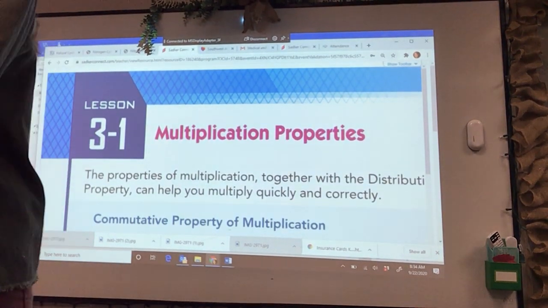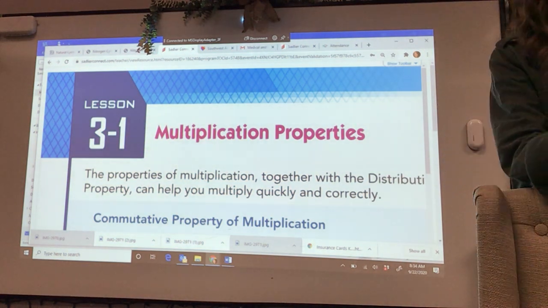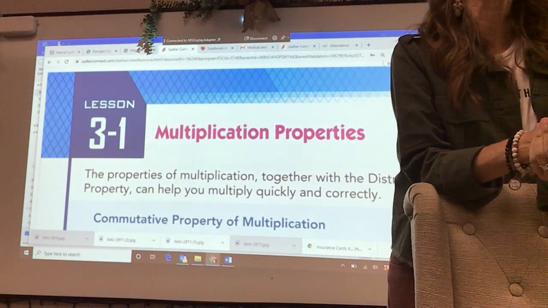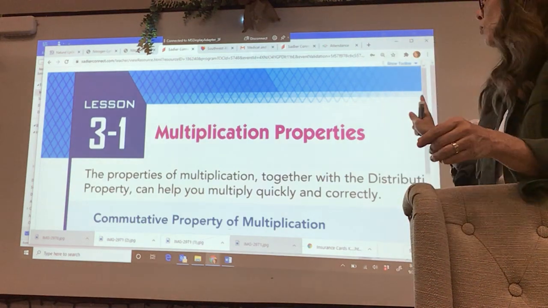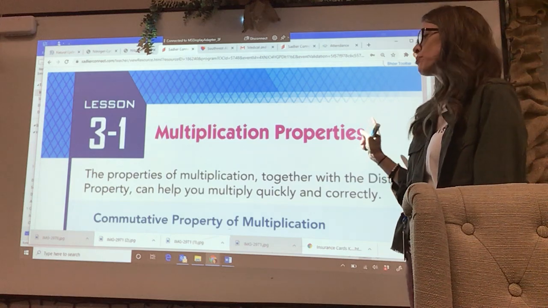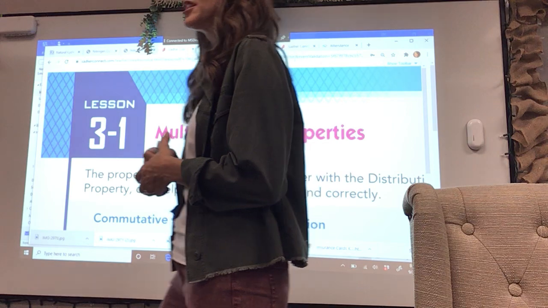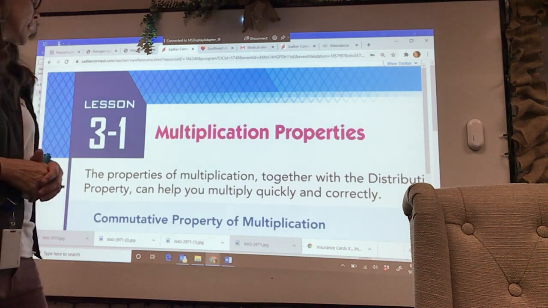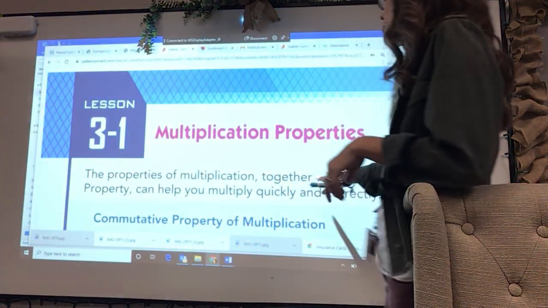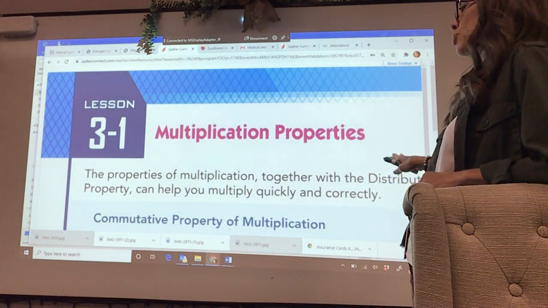Scooch this over here. We are moving on to Chapter 3. Chapter 3, Lesson 1 should be fairly easy because we are going to be learning multiplication properties, which are very similar to some addition properties that we already have talked about. So, let's look at our first one. The properties of multiplication, together with the distributive property, can help you multiply quickly and correctly.